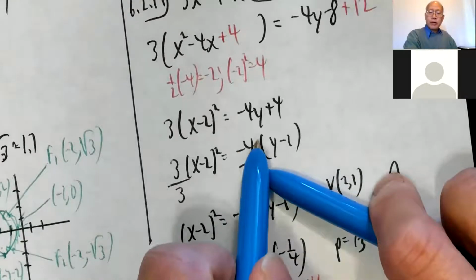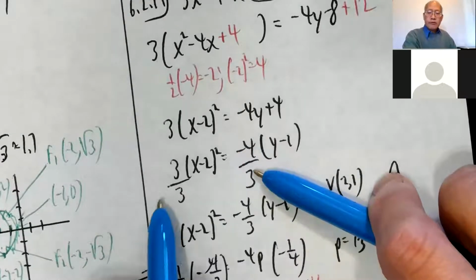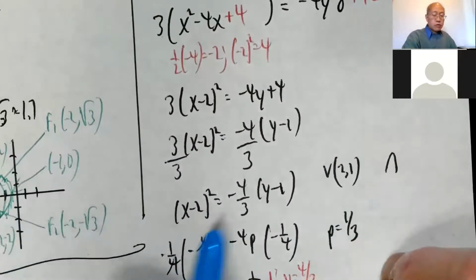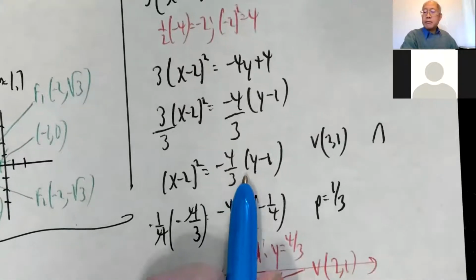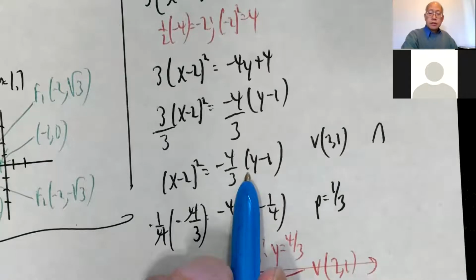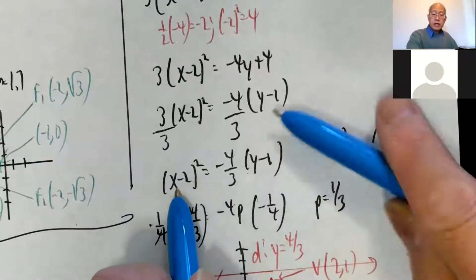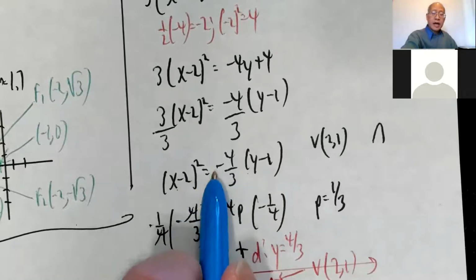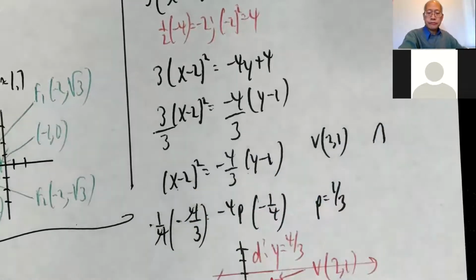Factor out negative 4 parentheses y minus 1. Divide both sides by 3. So x minus 2 squared equals negative 4/3 times y minus 1. Okay, so the vertex is 2, negative 1. Squared in x, not in y, and a negative means it opens down.